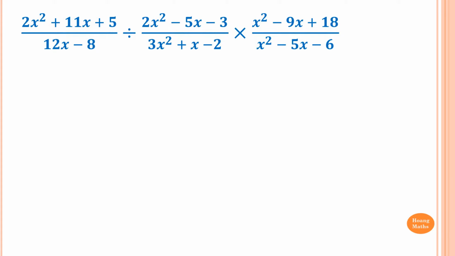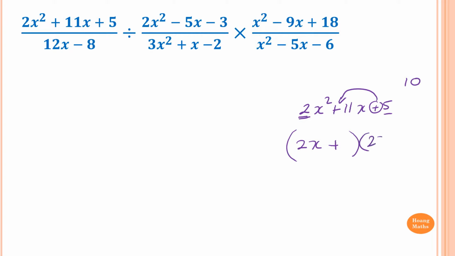To simplify this, the first step is we need to factorize 2x squared plus 11x plus 5 first. To factorize this, first of all, we use 2 times 5 is 10. Then, because it's positive and there's a 2 in front, we just write 2x and copy that out first. So 2x add, and 2x add. And because there's a 2 in front of x squared, we just divide by 2 first.